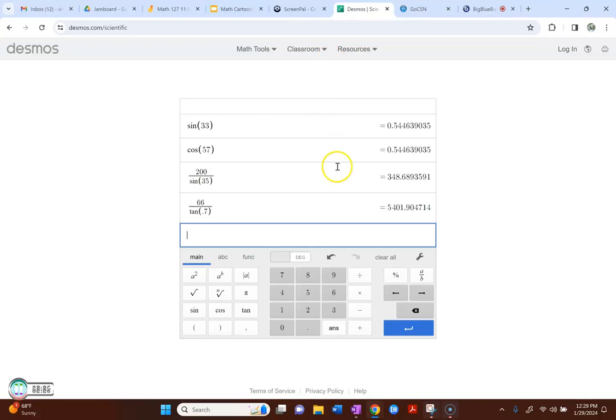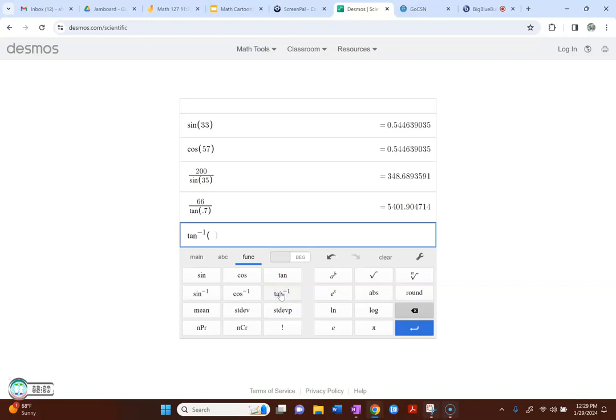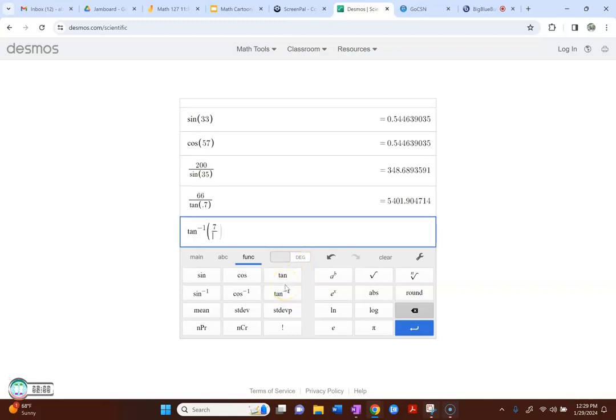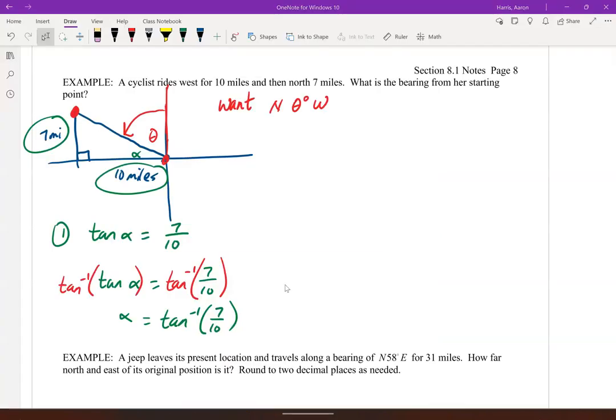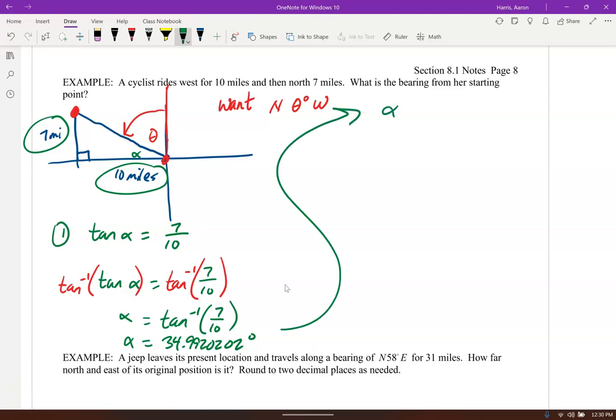Let's pull up decimals. Go to the function right there, FUNC, arctangent. Make sure you're in degrees. 7/10. Okay, so it looks like our alpha here is 34.992. We'll round that to 35. So our alpha is approximately 35 degrees.